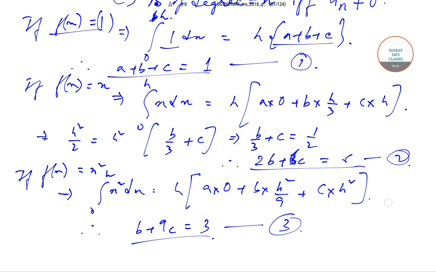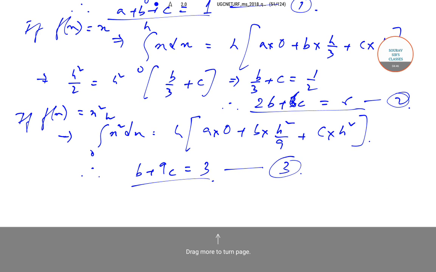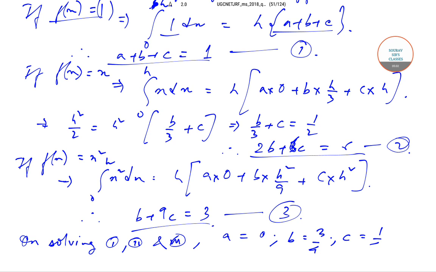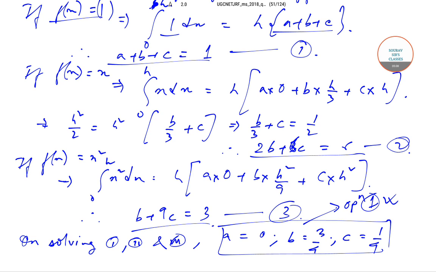So upon solving equations 1, 2 and 3, we'll get that a is equal to 0, b is equal to 3 by 4, and c is equal to 1 by 4, which is nothing but option 1. So option 1 is the correct option.